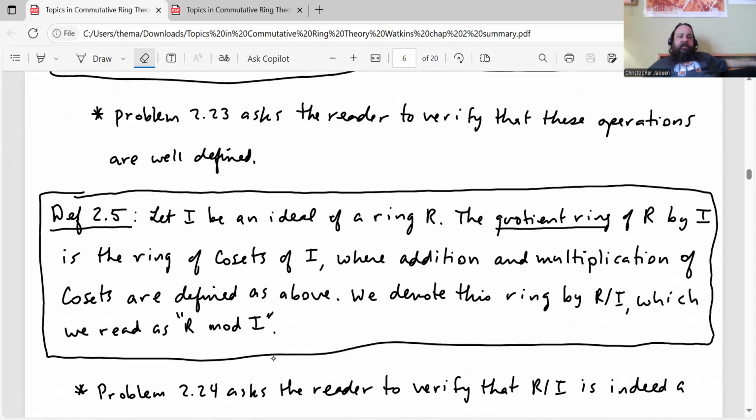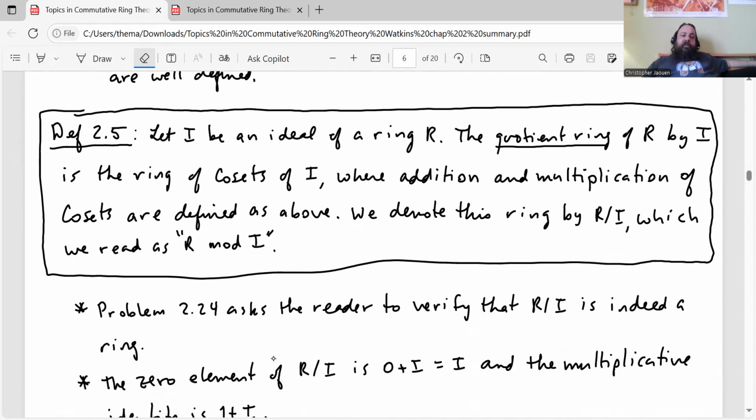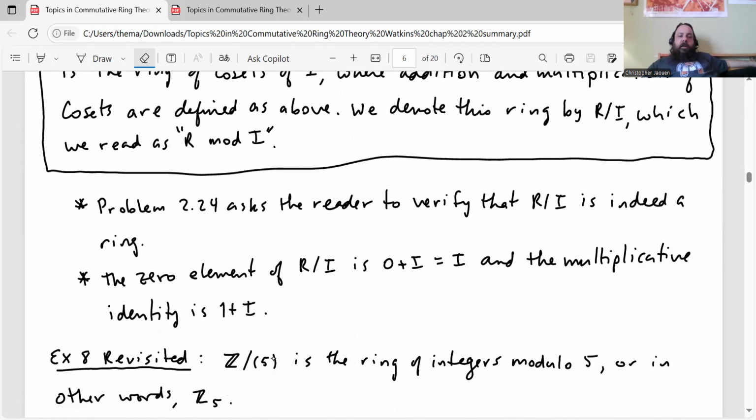Okay, then we get to the definition of a quotient ring finally. Definition 2.5, let I be an ideal of a ring R, then the quotient ring of R by I is the ring of cosets of I, where addition and multiplication of cosets are defined as above. We denote this ring by R mod I, and you read it R mod I. Problem 224 asks the reader to verify that R mod I is indeed a ring, so we'll do that in the exercise set. The zero element of R mod I is 0 + I, or in other words, it's the ideal itself. And the multiplicative identity is 1 + I.